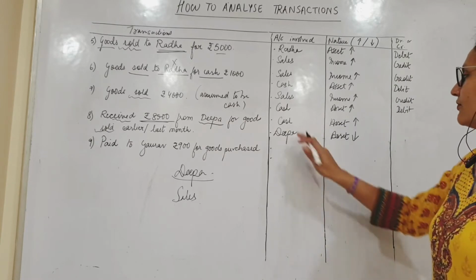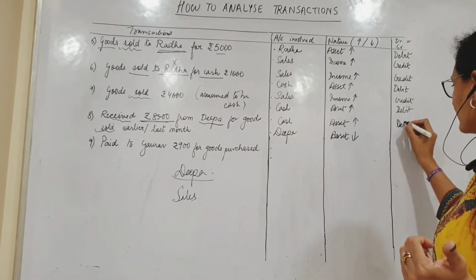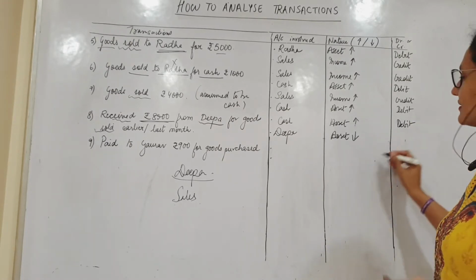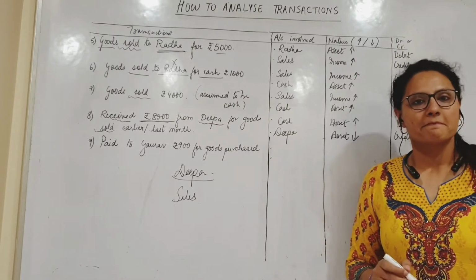So these keep changing form. So one asset is increasing. Asset increase, what do we do? Debit. Asset decrease? Credit. Done?